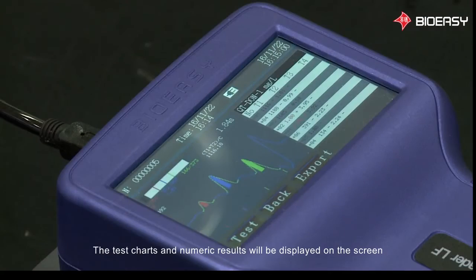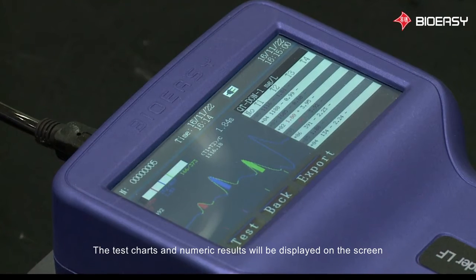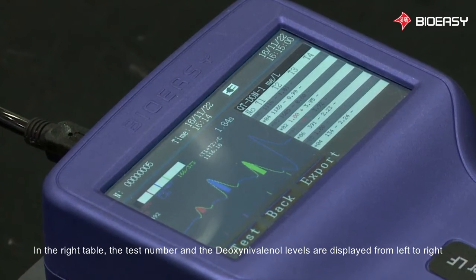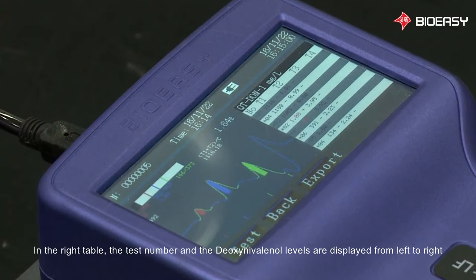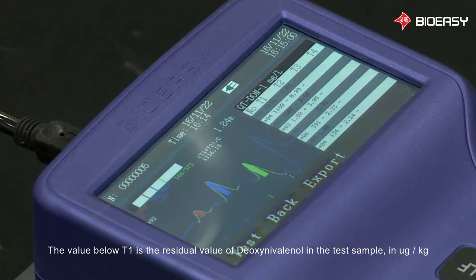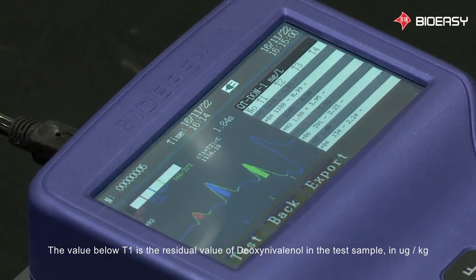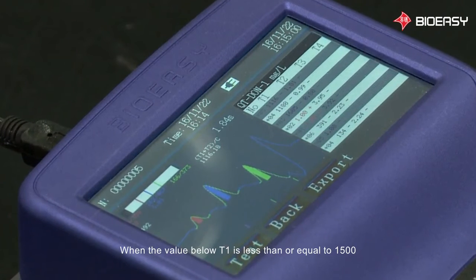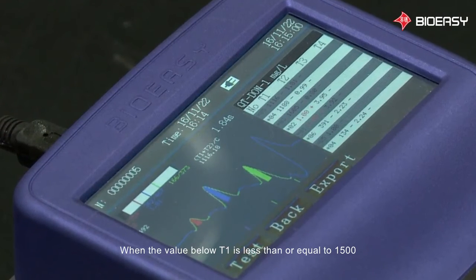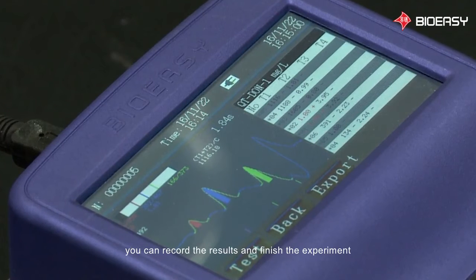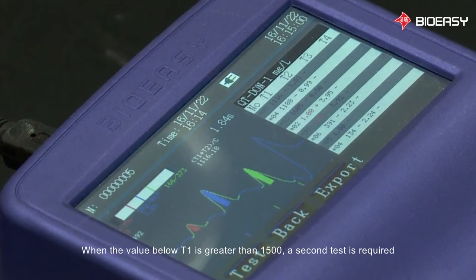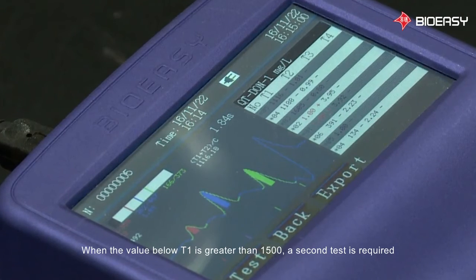The test charts and numeric results will be displayed on the screen. In the right table, the test number and the deoxynivalenol levels are displayed from left to right. The value below T1 is the residual value of deoxynivalenol in the test sample in microgram per kilogram. When the value below T1 is less than or equal to 1500, you can record the results and finish the experiment. When the value below T1 is greater than 1500, a second test is required.